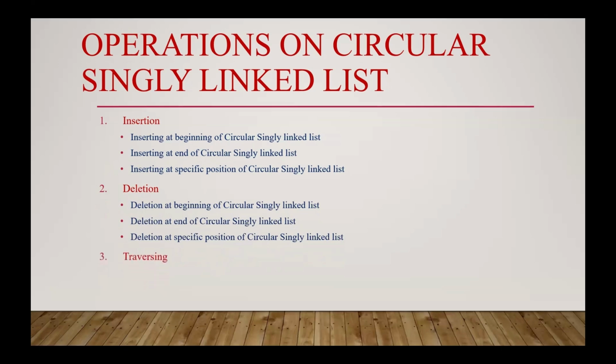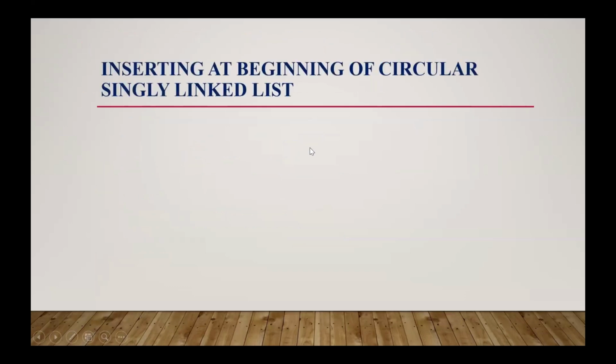Traversing means visiting each and every node present inside the circular linked list. We call this traversing of the circular linked list. Then searching: we search whether an element is present inside the circular linked list or not. So these are the basic operations. There are many operations we can perform on a circular linked list, but these are the basic ones. Next we have to understand inserting a node in a circular linked list.